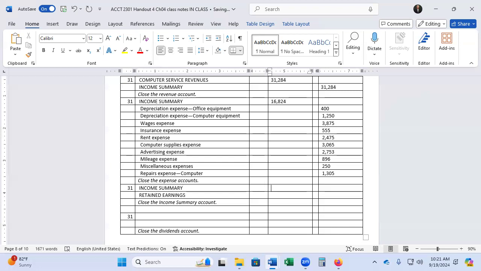Now you're looking at the difference, which should be your net income between the two accounts. And so you get 14,460. And now all three accounts have a zero balance.